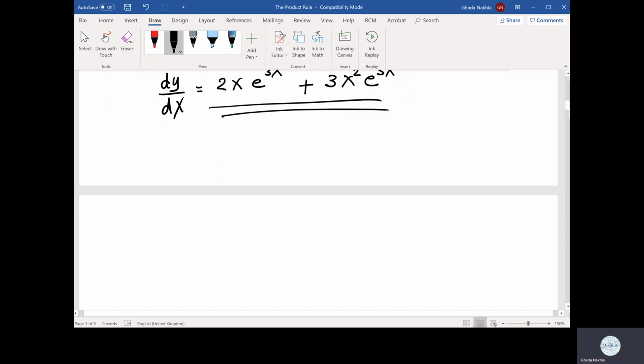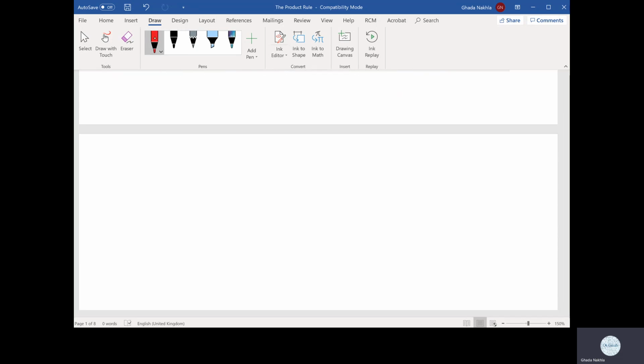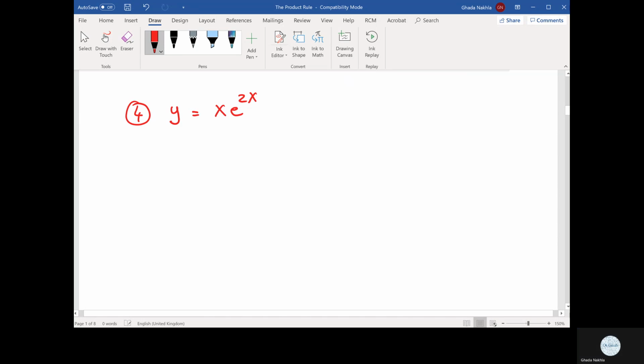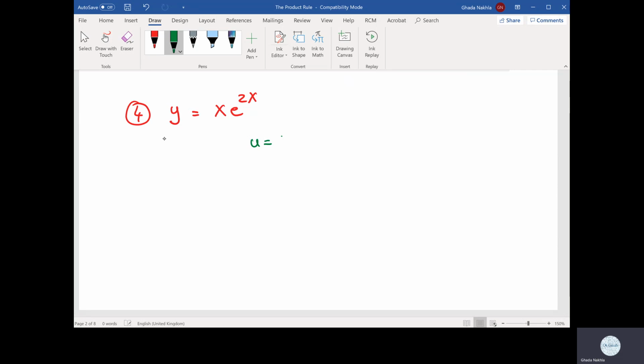Okay, let's take a look at something slightly different. I think we're number 4 now, and let's take a look at y equals x e to the 2x. Again, first thing we do is let u equals one of them, which is x. Let v equals e to the 2x. Let u equals one of them. Let v equals the other one.